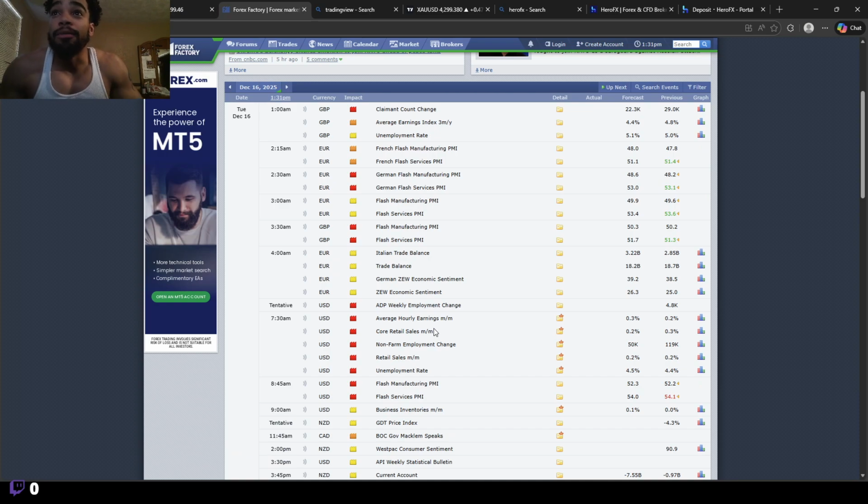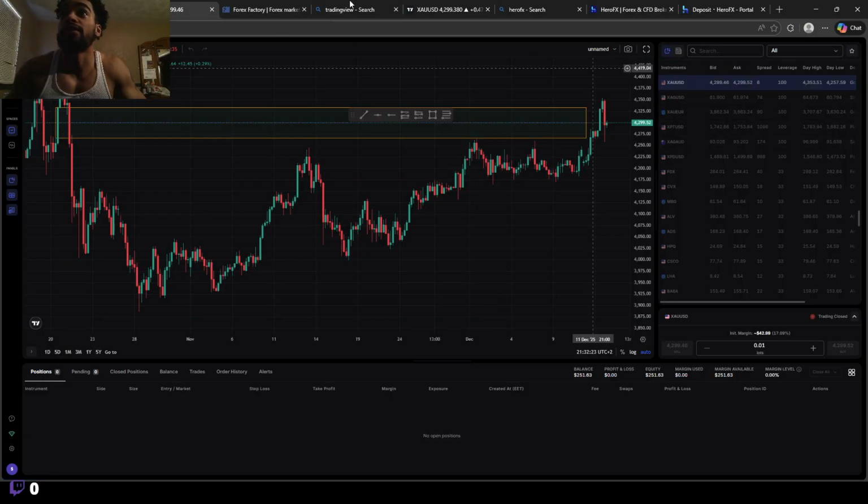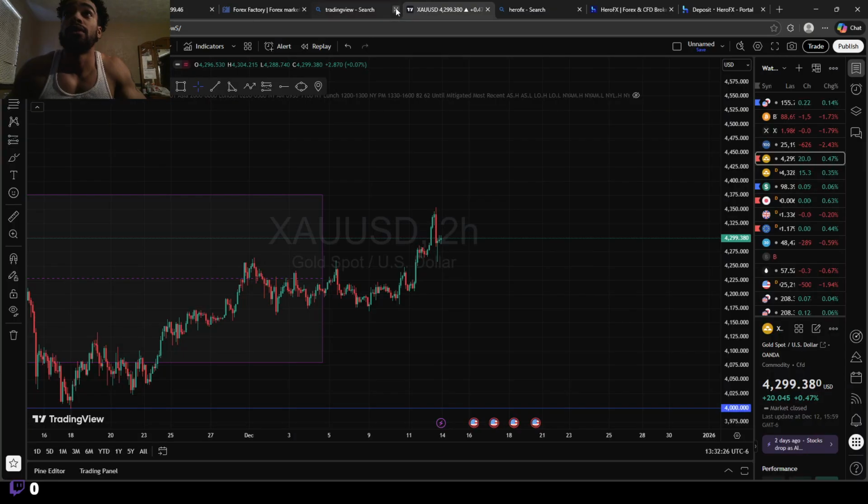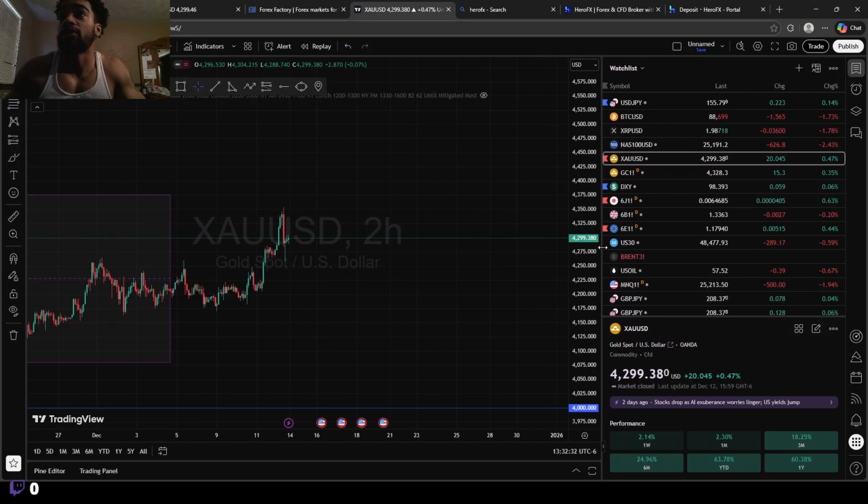Average hourly earnings, core retail, non-farm employment change, retail sales, unemployment rates. This is going to spaz, right? This is going to spaz for gold and Nasdaq. So I should low key put in the pairs on the trade. I like to keep you, because this is futures, to see what each currency is doing individually. US30, I don't trade US30, bro.